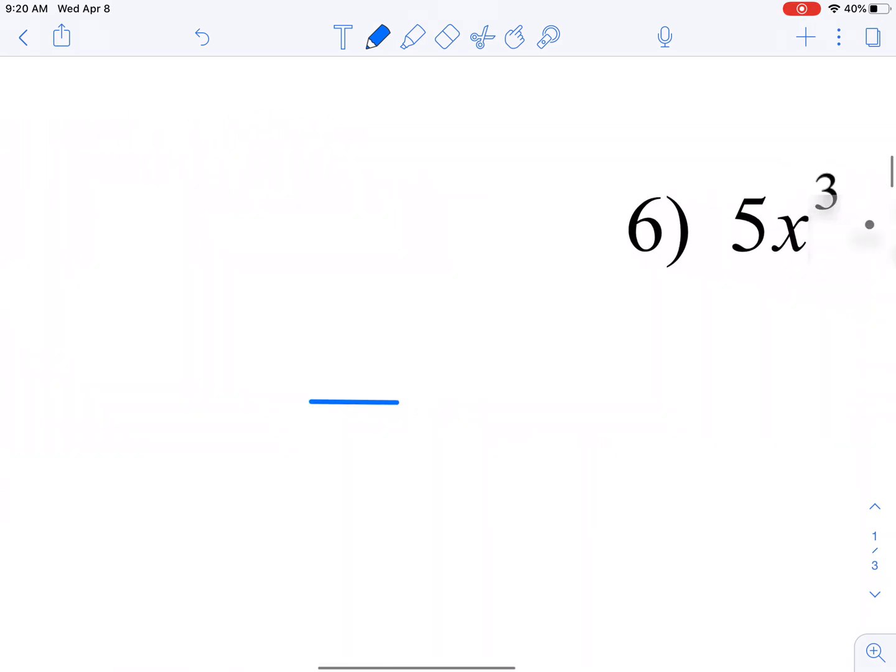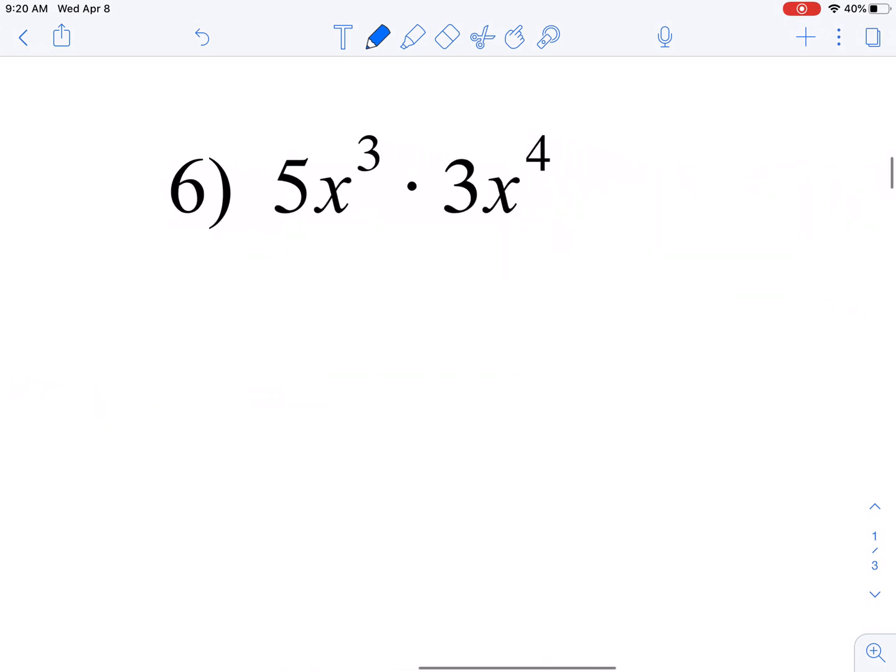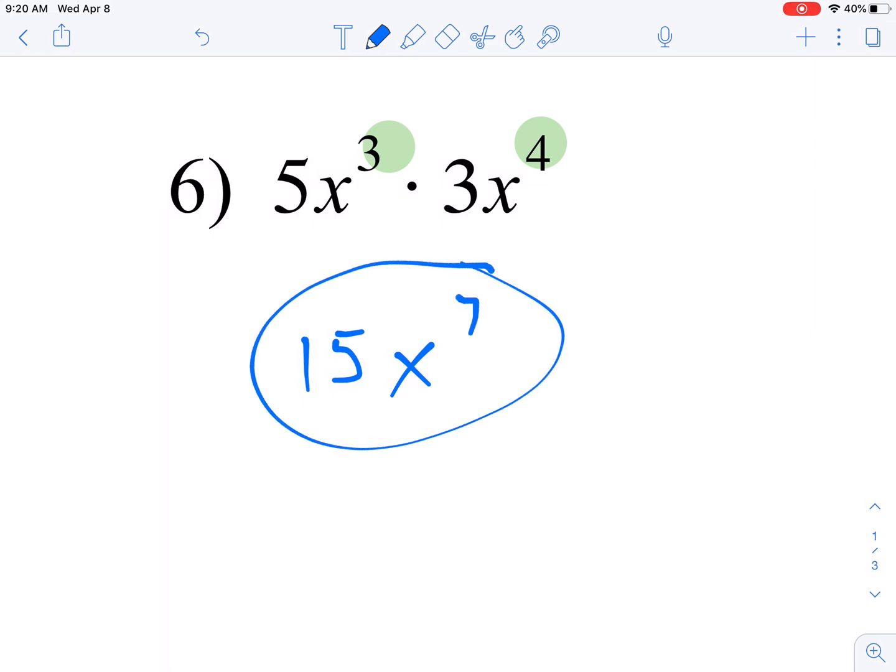Number 6, this is the product rule. So 5 times 3 is 15. X stays the same. And then with the product rule, we're going to add the exponents. So 3 plus 4 is 7. This is your final answer.